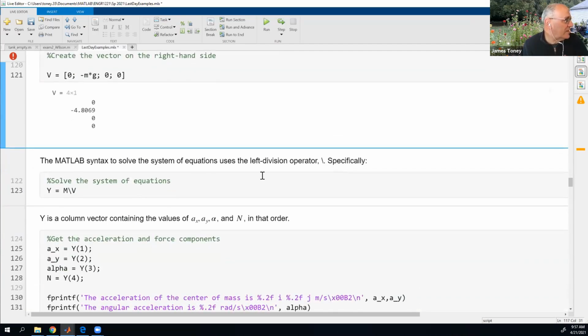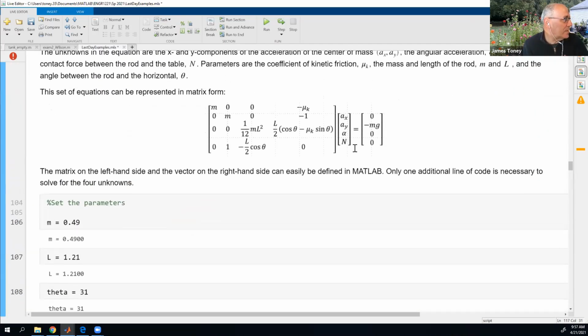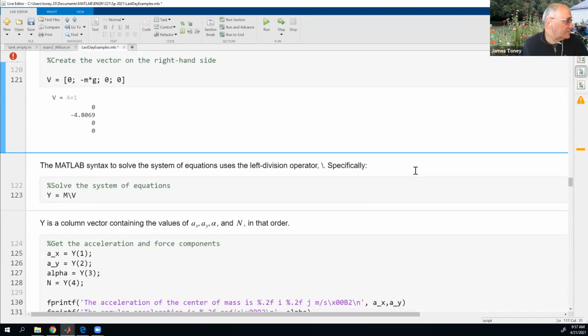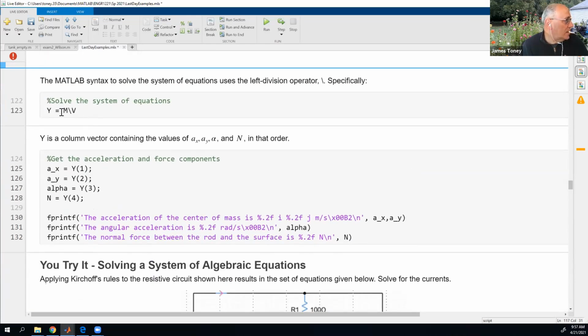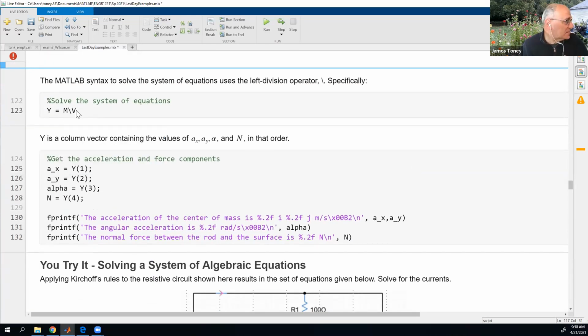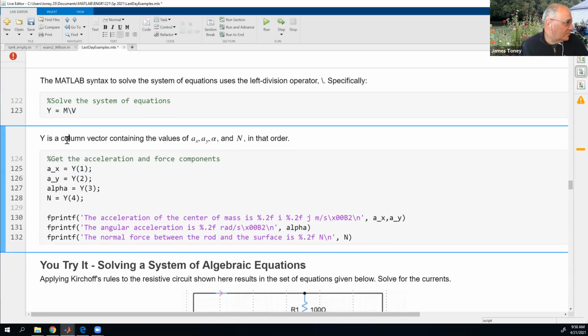All right, so given M and V, how do you then solve for AX, AY, alpha, and N? It's just one command, M\V. This is the left division operator that I mentioned briefly on the first day of class. And I said the only time you actually use that is when you're solving a system of linear equations. So that's what we're doing here.